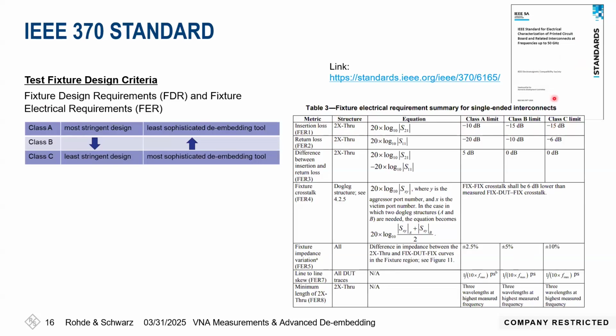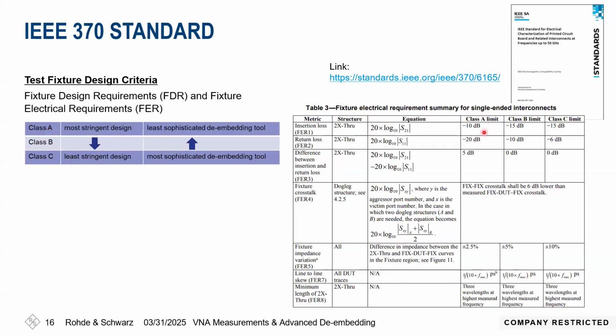In this IEEE standard, basically for these coupons, they have characterized them in 3 different classes, known as class A, class B, and class C. So the difference between these classes, you can see, is in the insertion loss, return loss, the difference between the insertion and return loss, crosstalk, impedance variation, and all those different things which are needed to design the coupon.